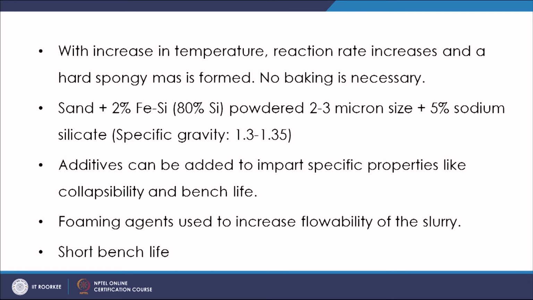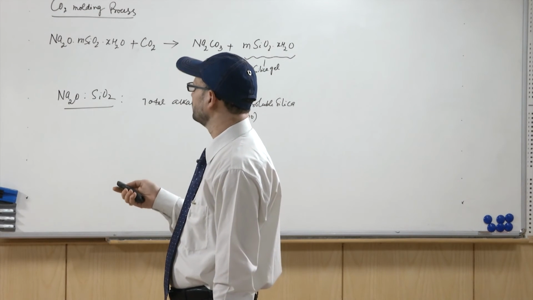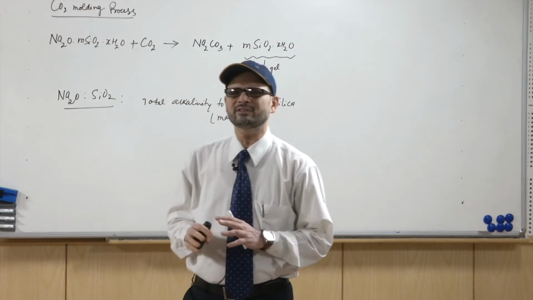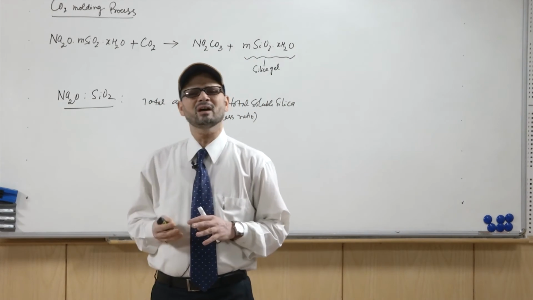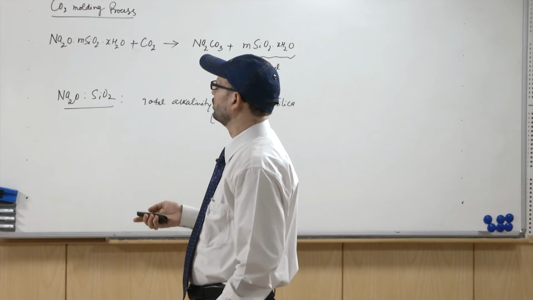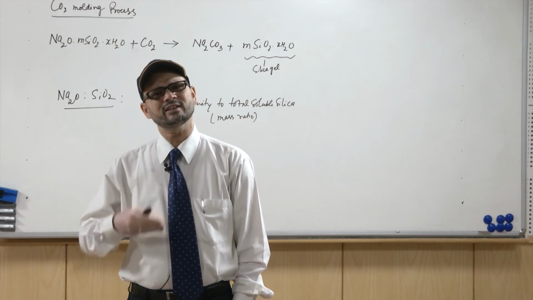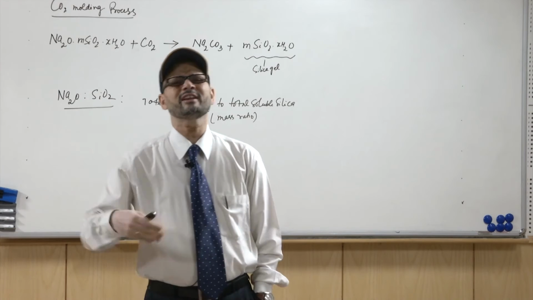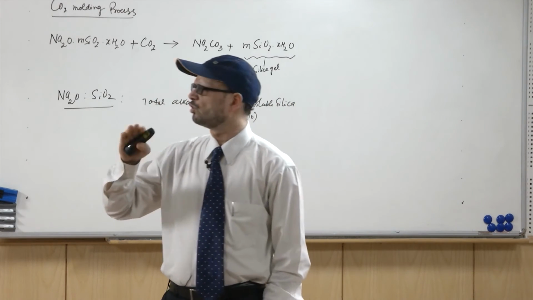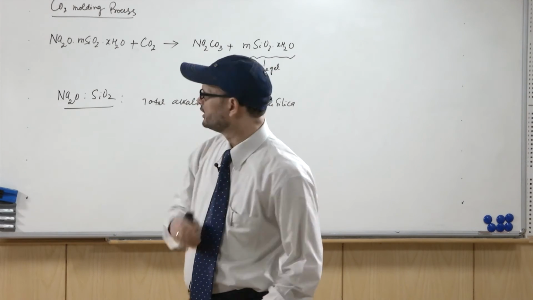So, basically you can use the invert sugar to change the specific gravity without changing the mass ratio of the sodium silicate. So, once you do that, then the reaction takes place, and if you increase the temperature, the reaction will be at a faster rate, but even at normal temperature it will go on, because it is an exothermic reaction. So, temperature will certainly be increased.